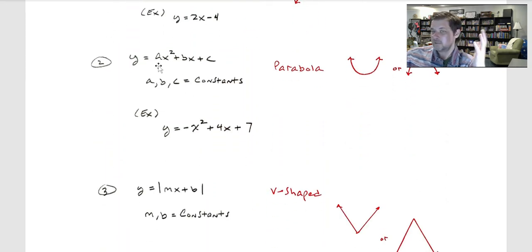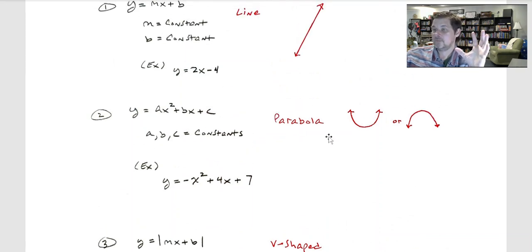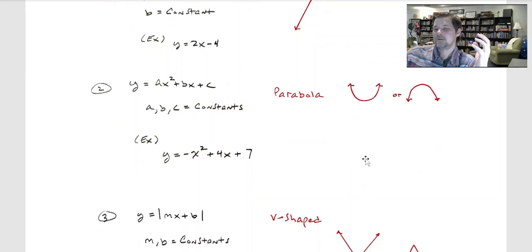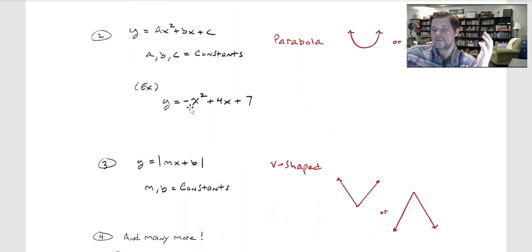You know, y equals ax squared plus bx plus c, where a, b, and c are constants, fixed numbers, will be a parabola. It will look like either this or that. And so again, I'm going into it knowing what the shape is supposed to be. All right, like for example this one. We'll talk about this one in a minute.